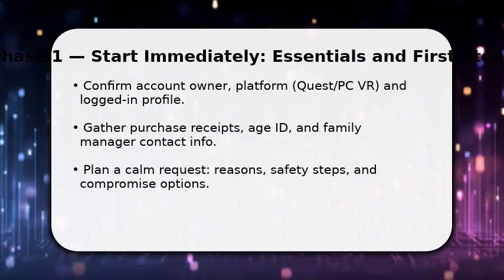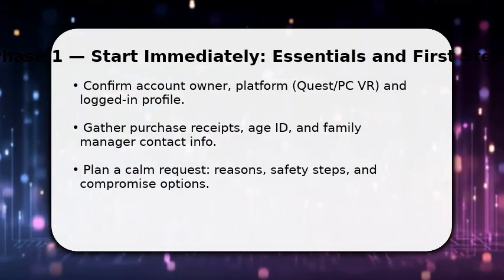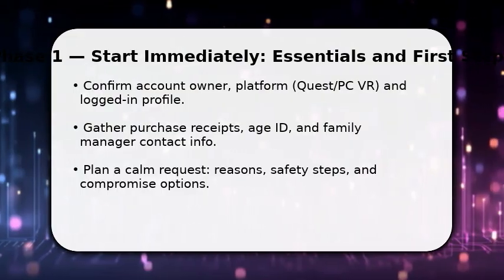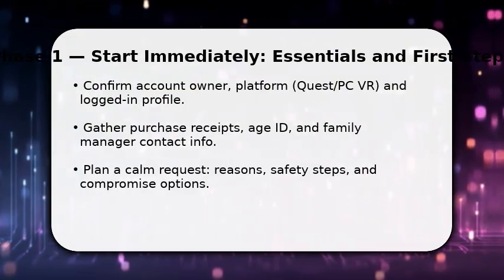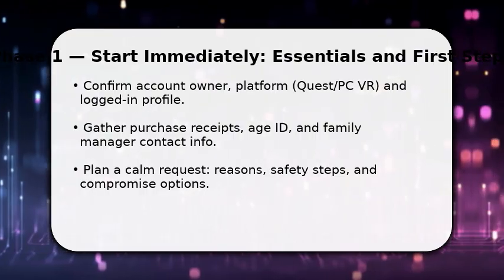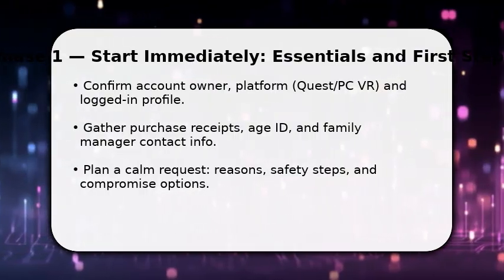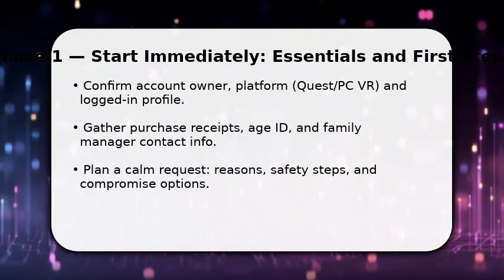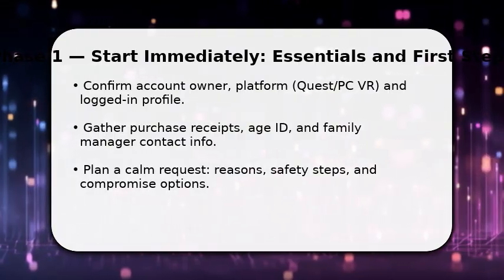Enjoy the video. You start by preparing, gather the essentials, and speak clearly. Explain why you want controls adjusted, show receipts or age verification, and agree a trial period. Once done, make sure the family manager account is available and that you both know the device and profile names.